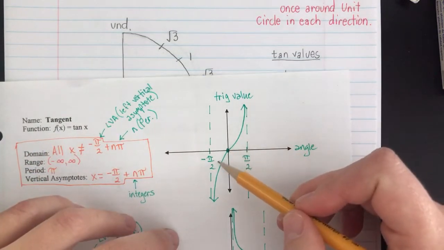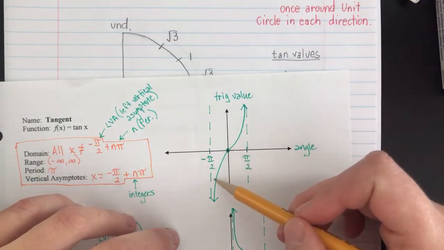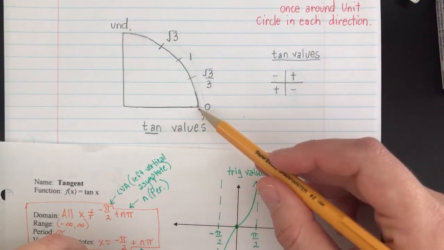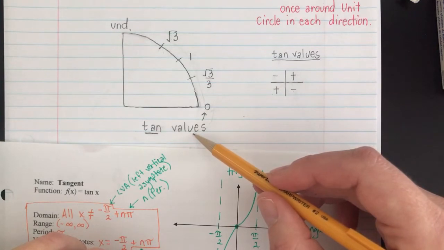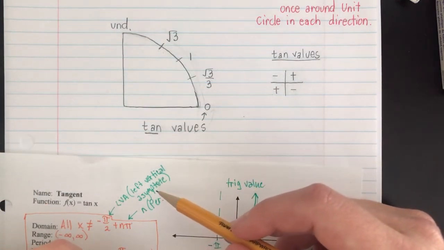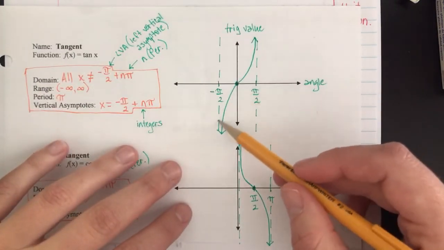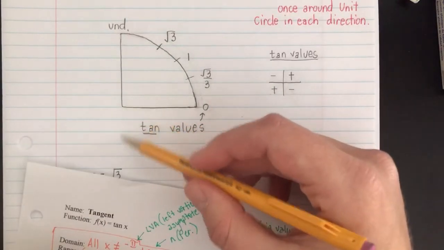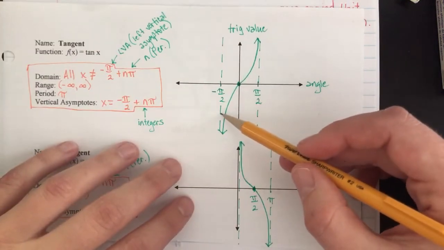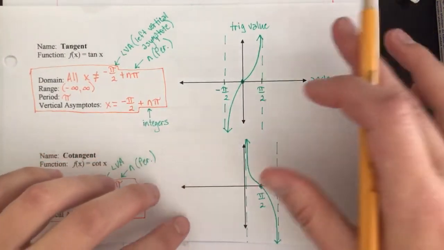And then we could similarly get this portion of the graph by thinking about going backwards, going in the negative direction. Of course, the tangent value here would be negative square root of 3 over 3, negative 1, negative square root of 3, hence the downward curve until we get to negative pi over 2, until we get to the undefined, so hence the other asymptote.